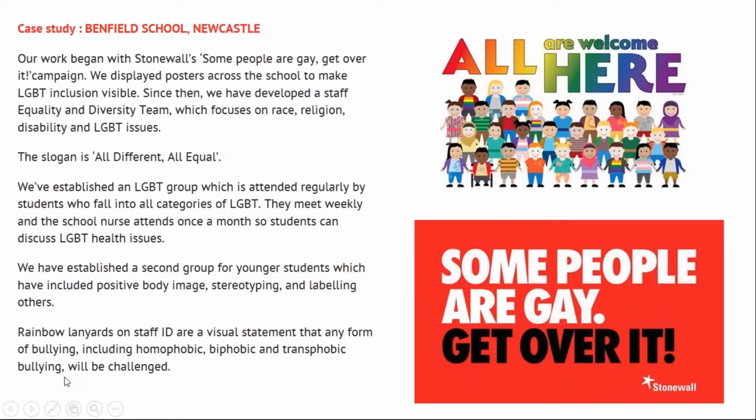And I have a specific case study here, which is from Stonewall. You can have a look on Stonewall's website. They have lots of resources there in terms of how to make schools really inclusive. I've just picked one case study. There's multiple on their website, but this school in Newcastle developed a staff equality and diversity team, which specifically focused on race, religion, disability, and LGBT issues. And they had this slogan, all different, all equal.